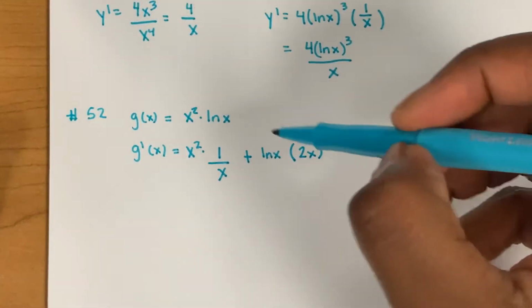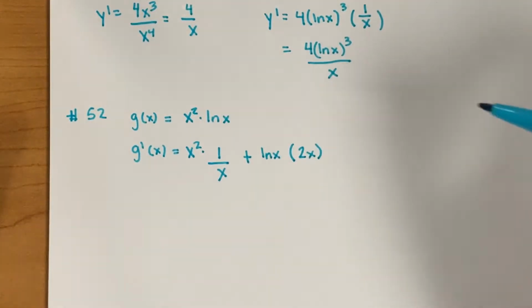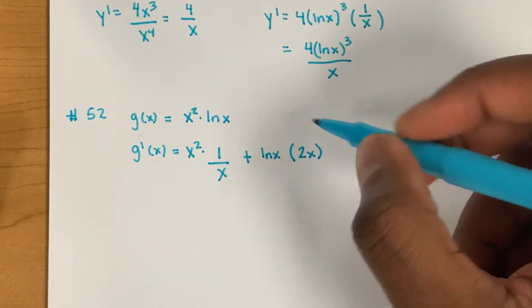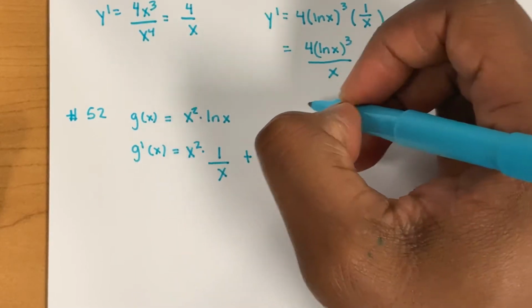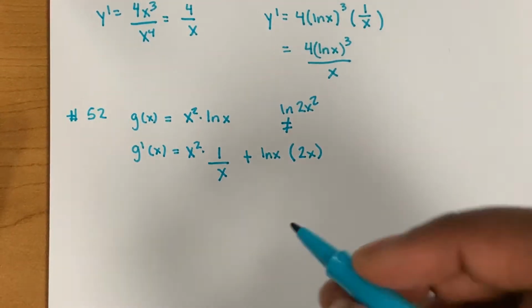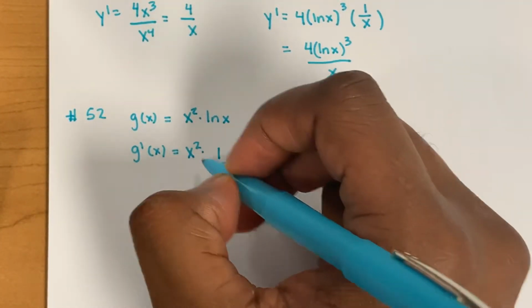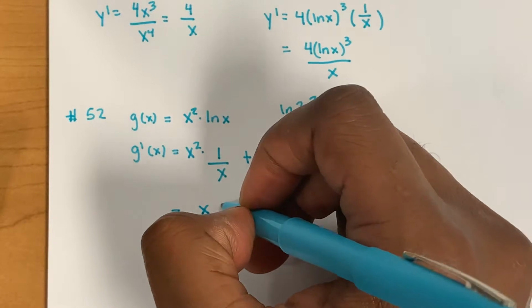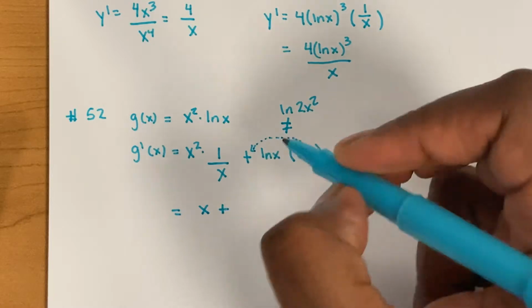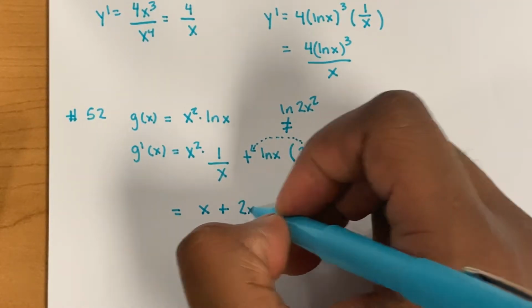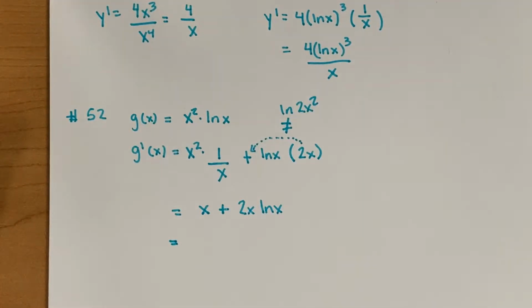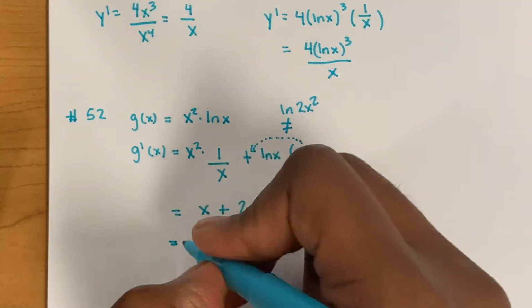It is important to note that the ln of x itself is a number, so it cannot be combined with the 2x to make this the ln of 2x squared. What I'm saying is that this is not the ln of 2x squared. We can't do this conversion. Rather, we can simplify x squared times 1 over x is just x. And to remove that temptation to multiply that, we're going to move that to the front, so we get plus 2x ln x.